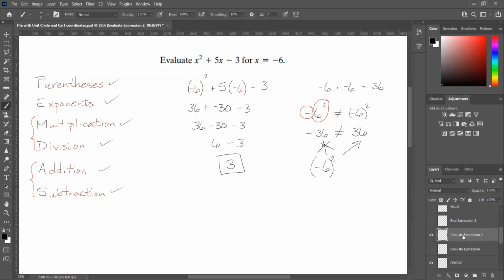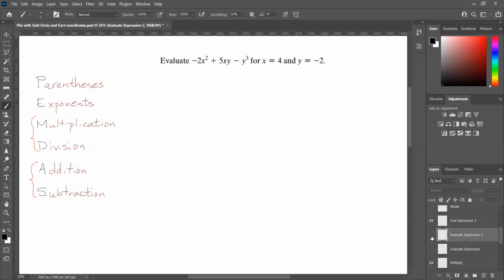Now let's look at another one. We'll just keep working our way through. We have a new expression. Now this one has 2 variables, notice. It's got an x and a y. And so we'll have to account for both of those. And as it turns out, they tell us that x is 4. So everywhere there's an x, I'm going to replace that with a 4. And they tell us that y is negative 2. So everywhere there's a y, I'm going to replace that with a negative 2.